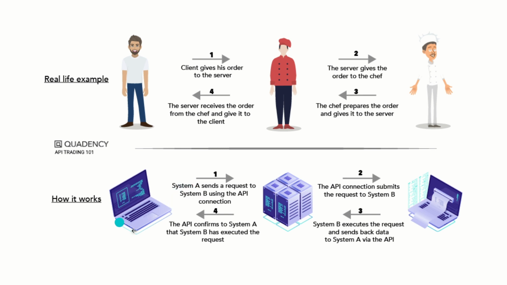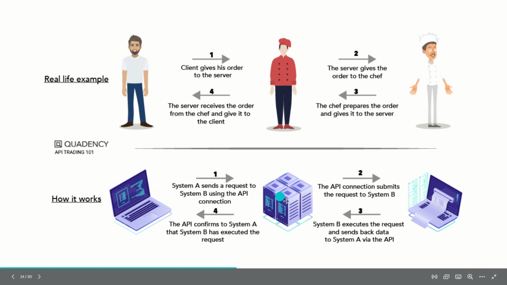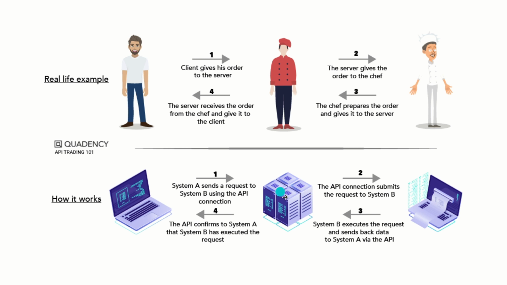So if you see, there's a system over here. It sends a request using the API connection. The API connection then submits this request to another system, which might be holding a certain kind of data which the first system wants. After verifying the request, system B will then send back the data again via the API. The API will then confirm to system A that system B has executed the request.